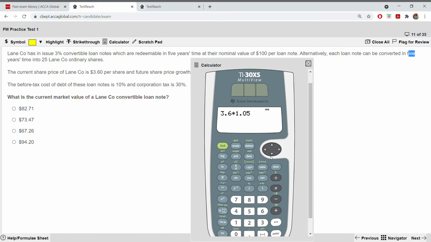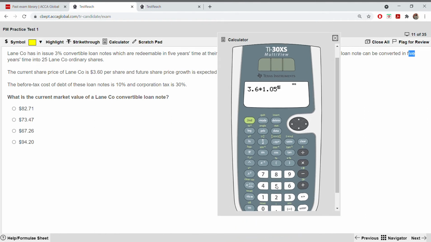When you have to write to the power 5, this is the sign, to the 5 for 5 years. Now when you multiply, you need to press this. Don't just multiply, because if you forget and multiply by 25, the powers will be multiplied. So don't do that, just delete. After you press 5, press the right arrow, then it will bring it down. Now you multiply by 25, because it will be converted into 25 ordinary shares.